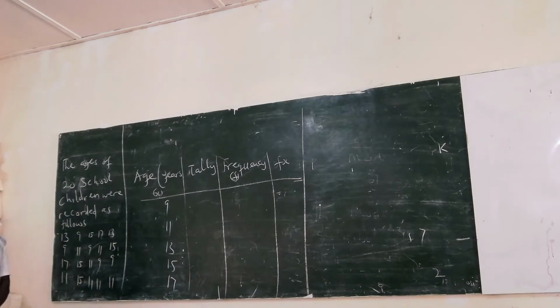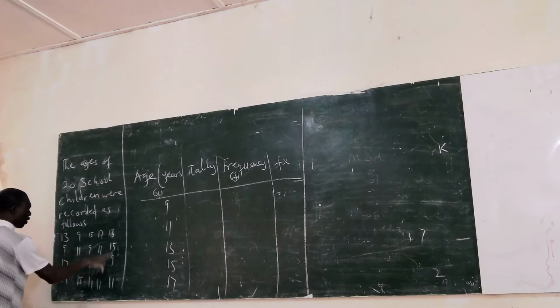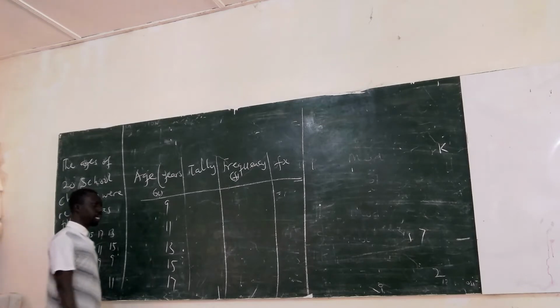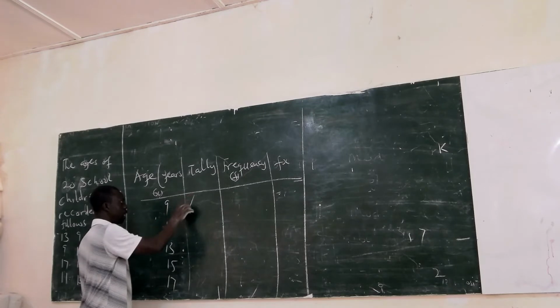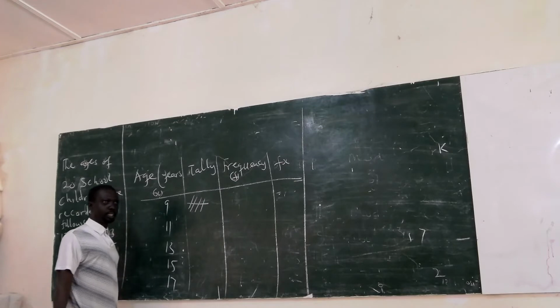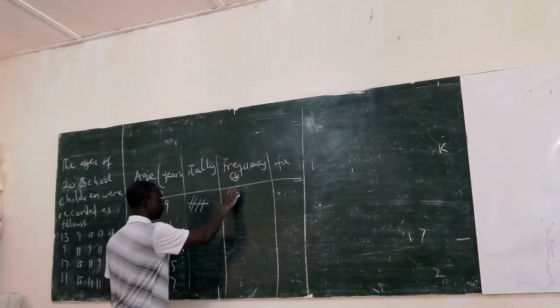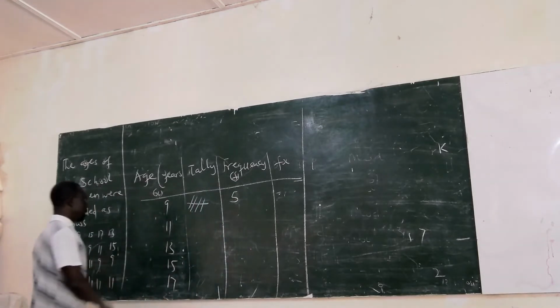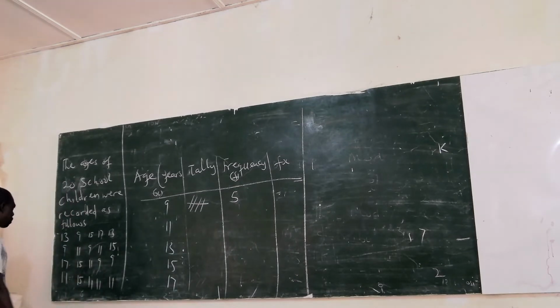So when you look at the raw data, how many 9s appear on the raw data? You have about 1, 2, 3, 4, 5. Then this is the way we're supposed to write our tally. So you got 1, 2, 3, 4, and the last one should be 5. After writing this, you write our 5 here. So how many 11s appear on the raw data?